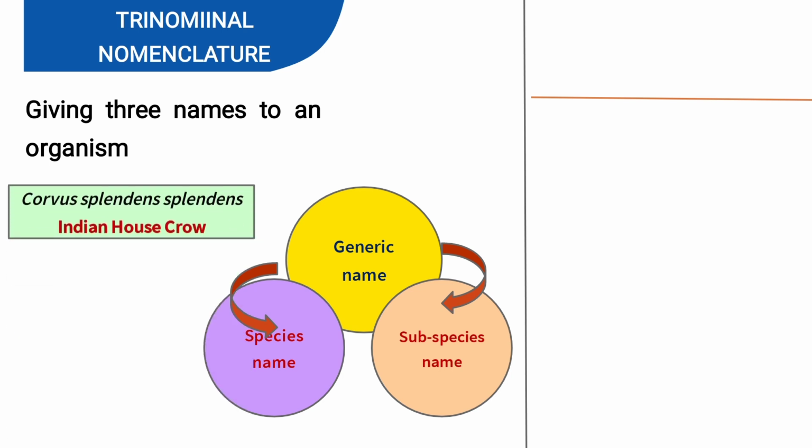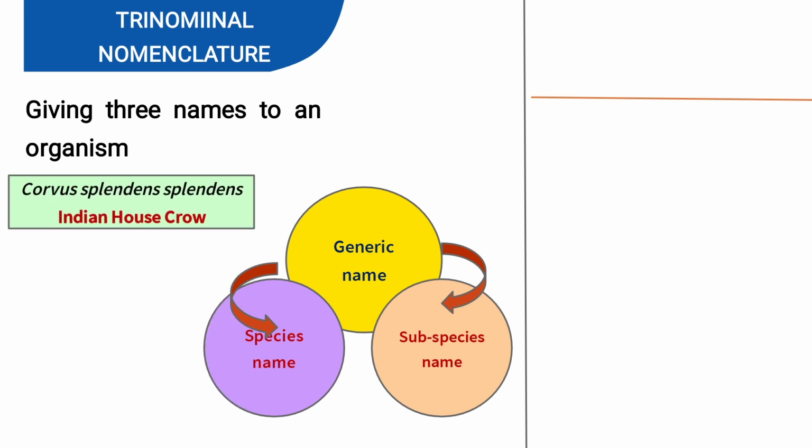For example, the Indian house crow that we see daily has the name Corvus splendens splendens. Here Corvus is the genus name, splendens is the species name, and the other splendens is the subspecies name. So this is trinominal nomenclature. Very easy, right? Binomial means giving two names to an organism. Trinominal means giving three names to an organism.